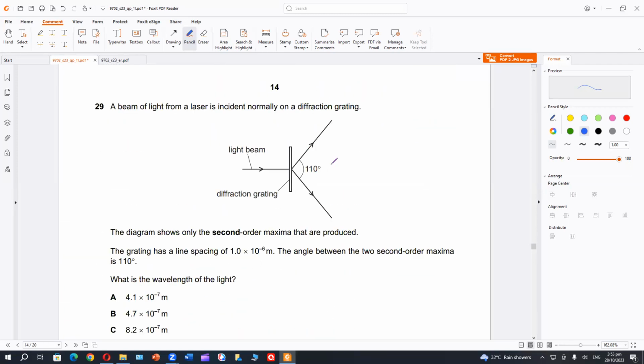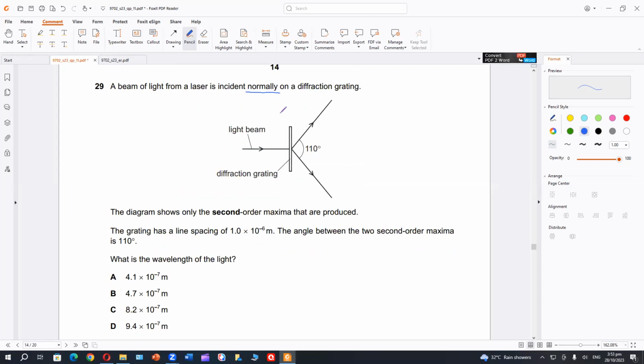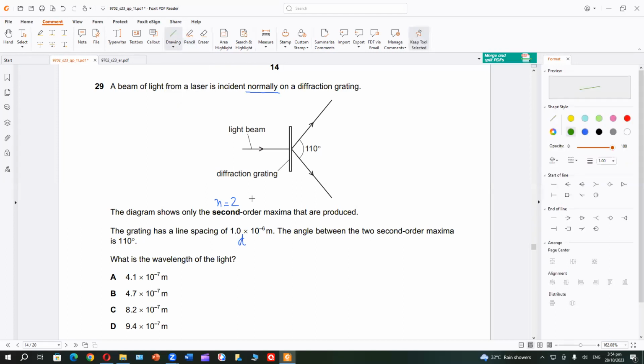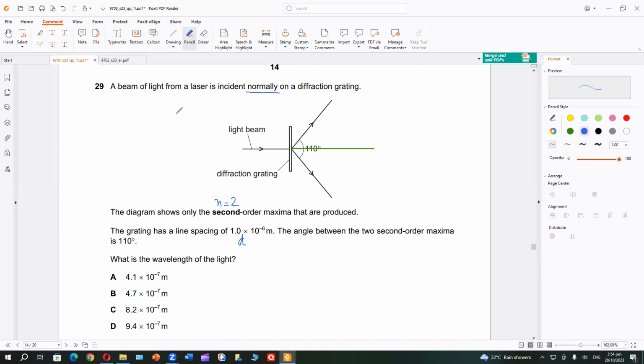A beam of light from a laser is incident normally on a diffraction grating. The diagram shows only the second order maxima that are produced. The grating has a line spacing of this. The angle between the two second order maxima is 110. What is the wavelength of the light? Angle, as we were discussing in another question, should be taken with the horizontal line. I draw a horizontal line. And what would be the angle now? If I draw this angle, it will be 110 upon 2.